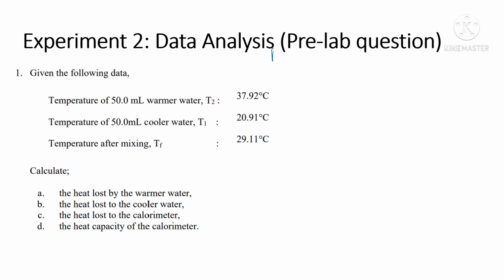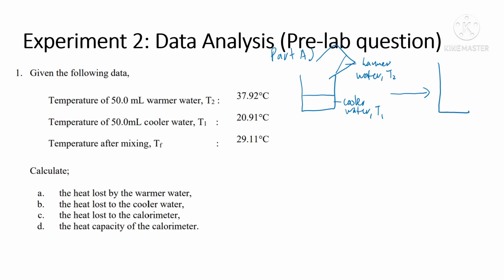So in the Part A experiment, we have cooler water with temperature T1, and then we add in warmer water with temperature T2. Then we leave the water mixture for a while to reach thermal equilibrium. When thermal equilibrium is reached, the final temperature of the water is Tf. In Part A, we want to calculate the heat loss by the warmer water, or in other words, the heat released by the warmer water.